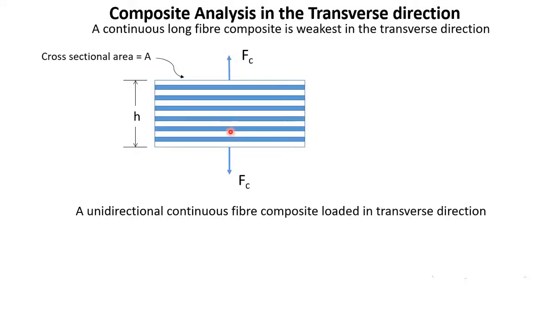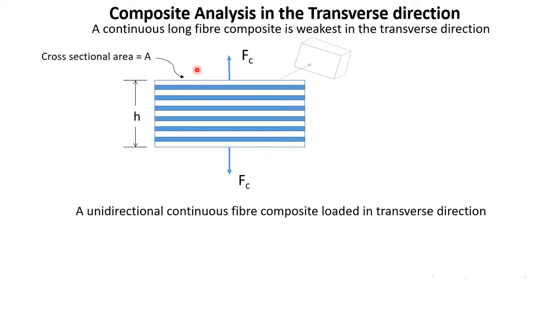So this is the schematic picture of a long fiber composite in its transverse direction. Force has been applied perpendicular to the fiber length direction. H is this height, and A represents the cross-sectional area of this surface, which is not visible to us. This is perpendicular to this surface. So that is the cross-sectional area.